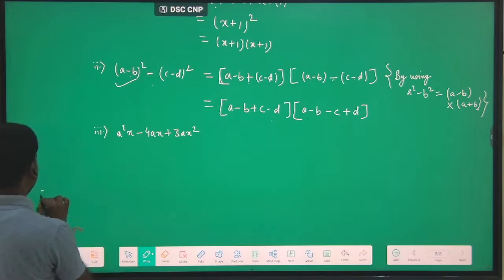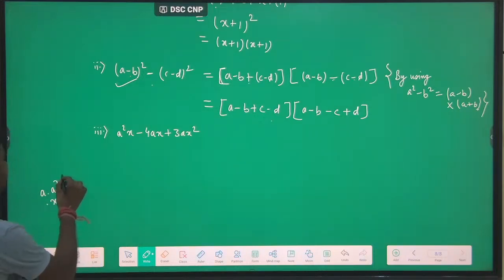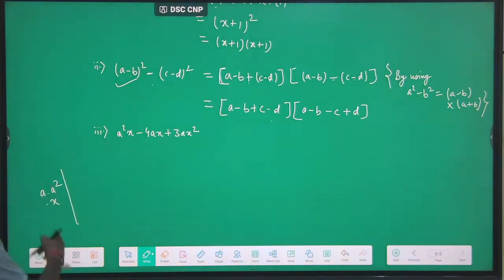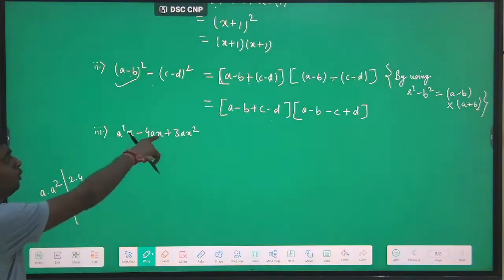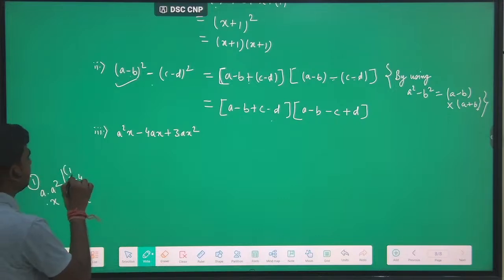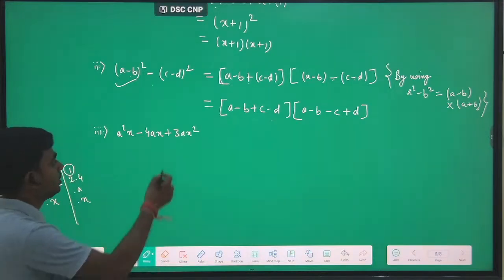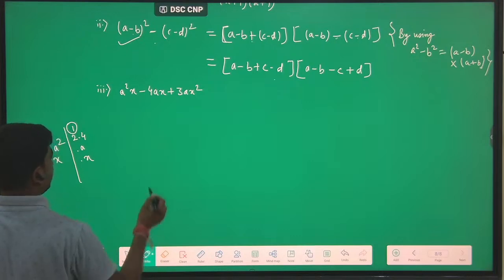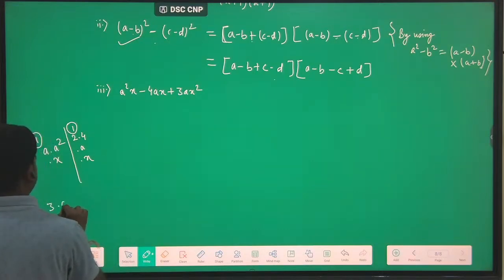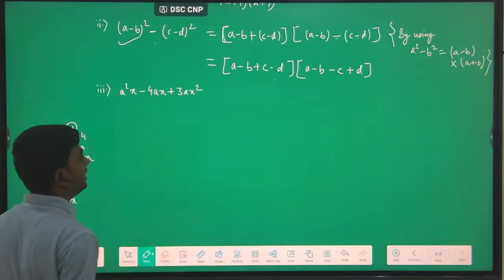For a square x, what we are getting? A into x. That means a square and x are the factors. For a square x, these are the factors which will divide a square x. Similarly, for 4ax, 2, 4, a and x are the factors which will divide 4ax. One is already dividing these terms. Okay. And for our third term, what we are getting? We are getting that 3, a, x and x square and 1 can divide this 3ax square.